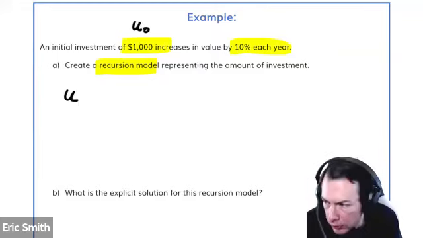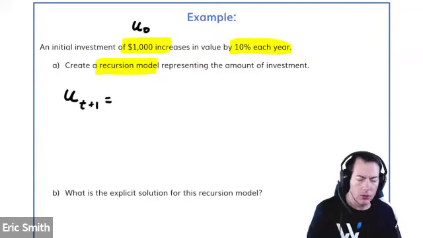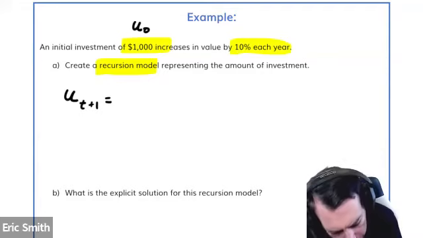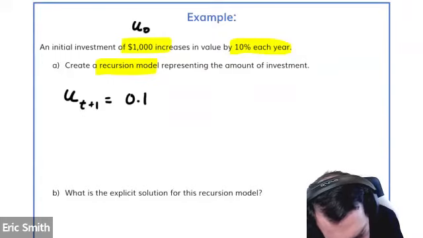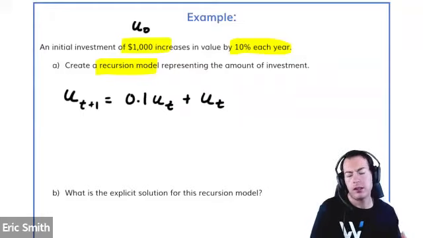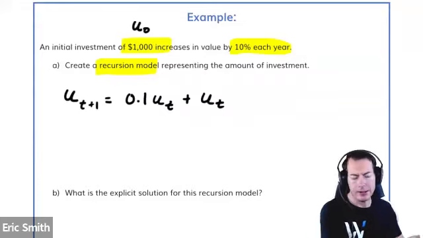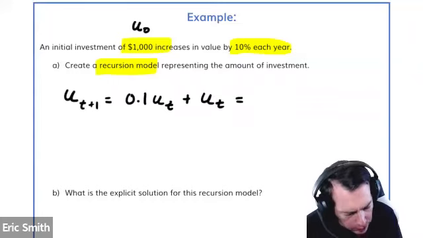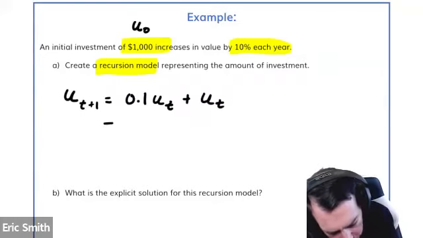So every new generation that we come up with, so u of t plus 1, this is going to grow by 10% every single year. So I can think of this as 0.1 multiplied by the previous year's amount. And I'm also going to add in whatever the previous amount is, because with money, it's always 10% based off of what you had last year, plus you still have what you had last year. Now, both of these involve this u of t piece, so I might as well combine those together. So 1.1 u of t.